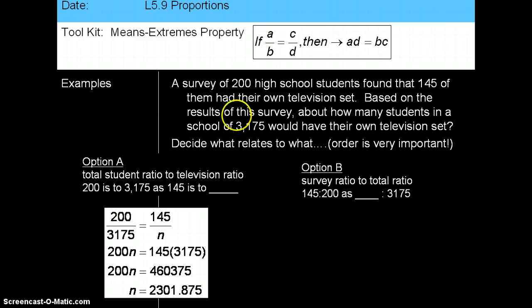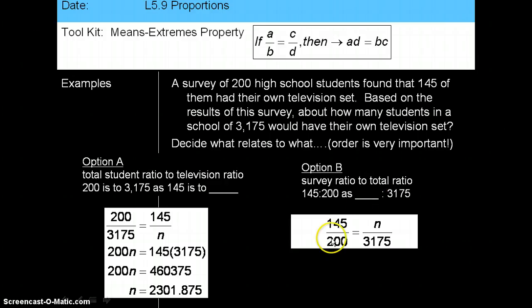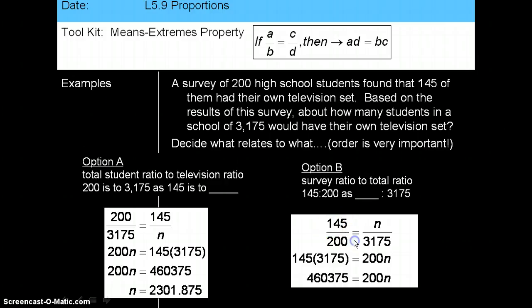If we take a look at another way to do it, we could compare a survey ratio to a total ratio. For example, I could compare the TV owners in the survey to 200, the total people in the survey, as the TV owners in the school compared to the total students in the school. So taking a look here, we could set up a proportion. 145 out of 200 is equal to n out of 3,175. We would use our means extremes for multiplication purposes.